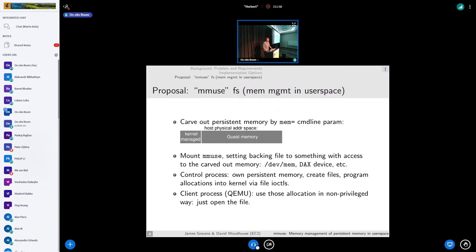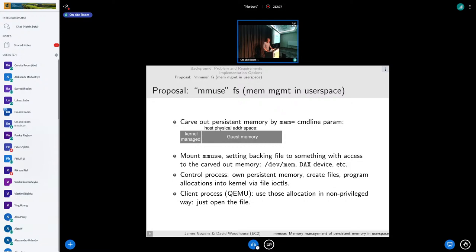I have a question about this partitioning. As I understand, the partitioning can be done using the emulated persistent memory. But my question is, at the beginning, you mentioned overcommit as one of the problems that needs to be solved. So how can overcommit be solved if guest memory is not managed by the kernel? Is it completely managed by user space?